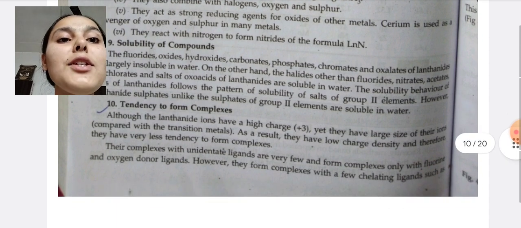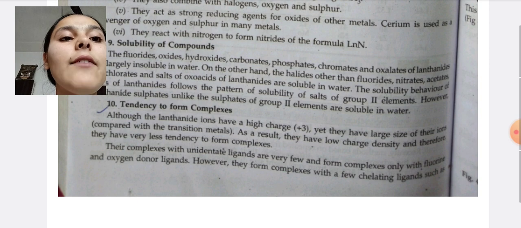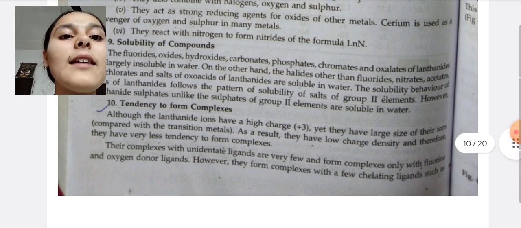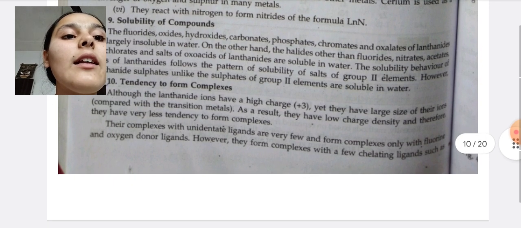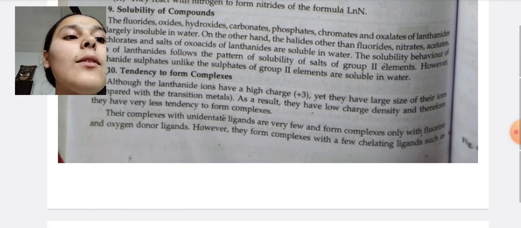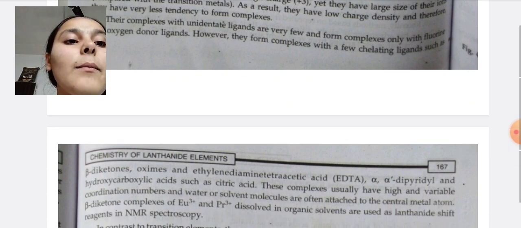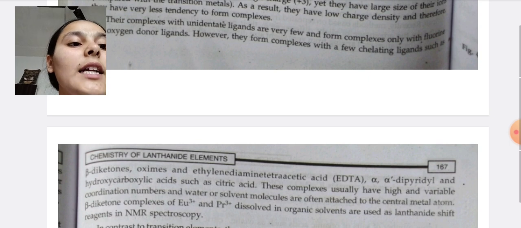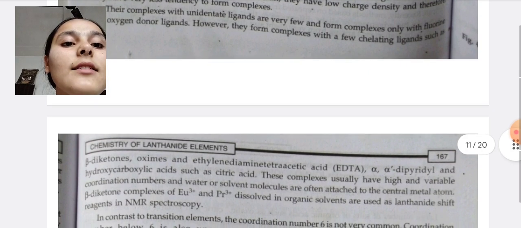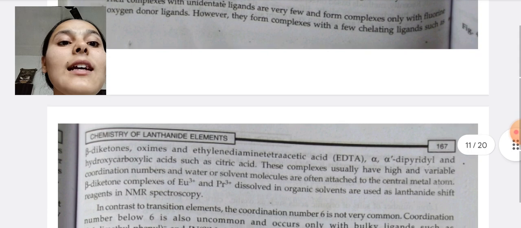Tendency to form complexes. Although the lanthanide ions have a high charge of +3, yet they have a large size. As a result, they have low charge density and therefore very little tendency to form complexes. Their complexes with unidentate ligands are very few and form only with fluorine and oxygen donor ligands. However, they form complexes with a few chelating ligands such as oxime, ethylenediaminetetraacetic acid (EDTA), and hydroxycarboxylic acids such as citric acid, etc.